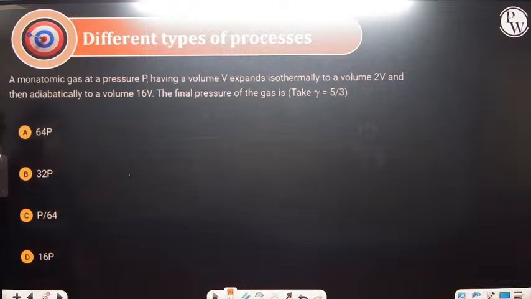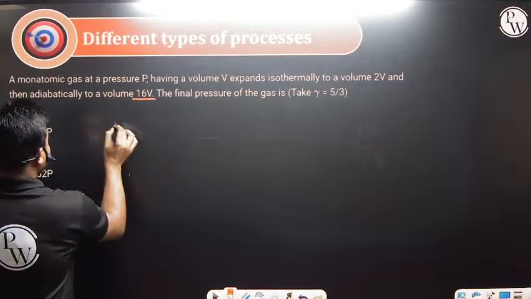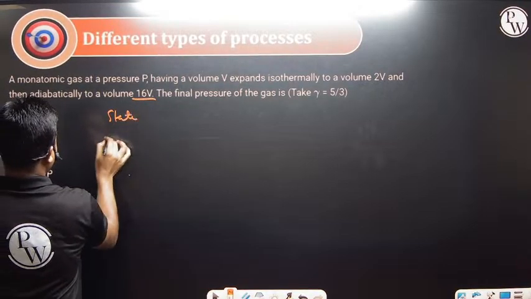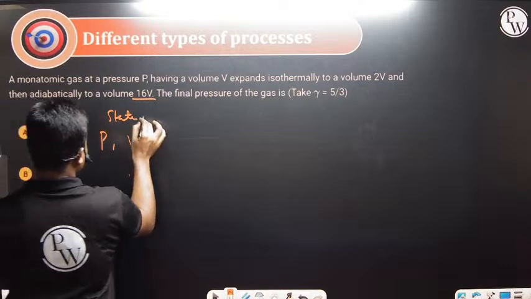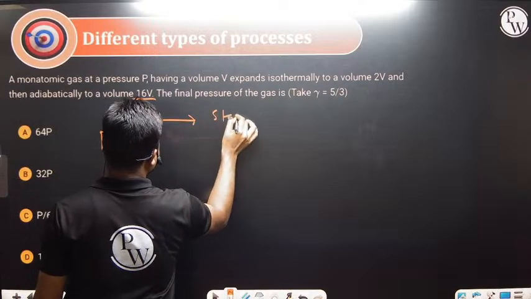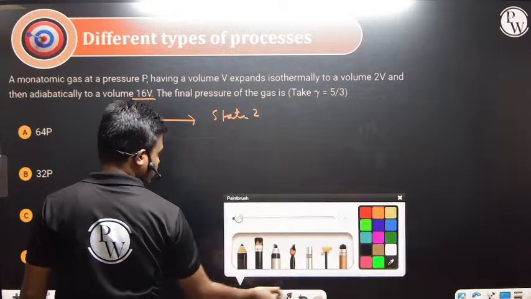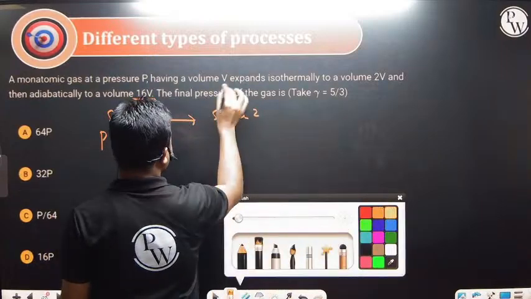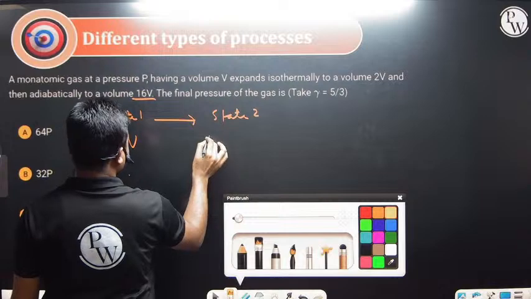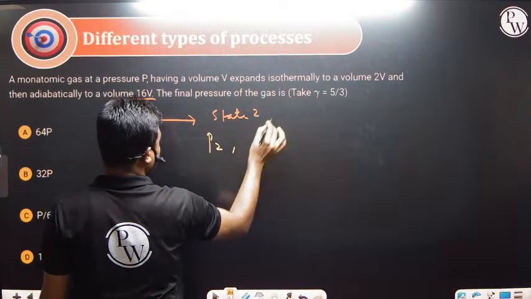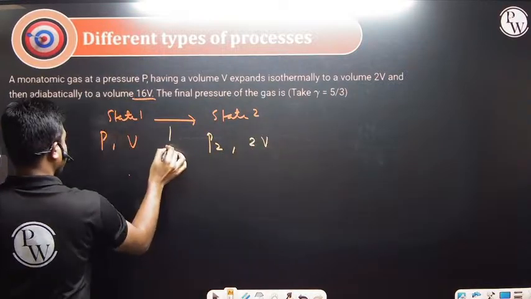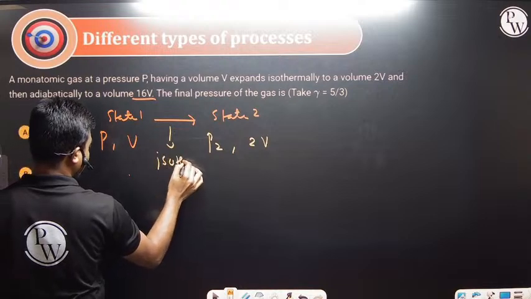A monatomic gas at pressure P having volume V expands isothermally to volume 2V and then adiabatically to volume 16V. So initially in state 1 of the gas we have pressure P and volume V. It is going to state 2 of the gas. In state 2, what is the pressure now? Pressure we don't know. Let's say the pressure is P2, and the volume is 2V.